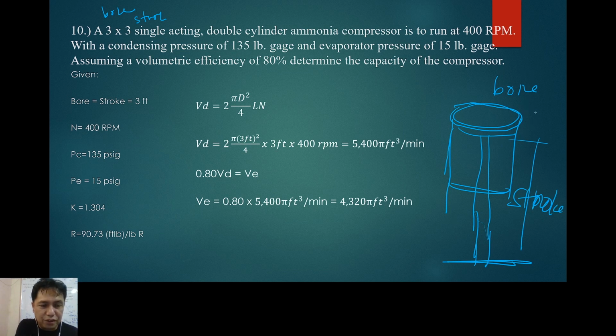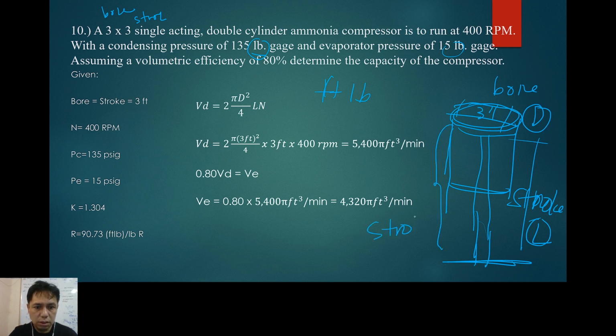So the other configuration is D, diameter, and L, the stroke. Now, it is feet here because it is in the English system, foot, pound. So 3x3, they are talking about feet. Because the other units are in English, pounds and foot, those are the combinations. Although 3x3 could mean 3 inches, and the stroke is also inch. So this is a bore and stroke, and then double cylinder.